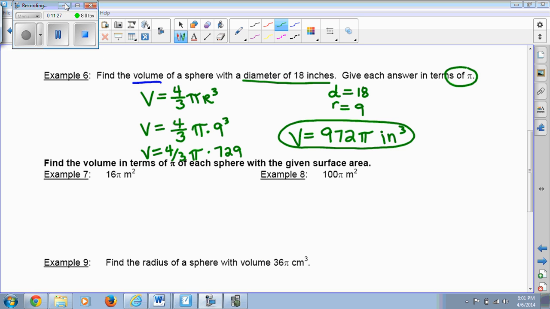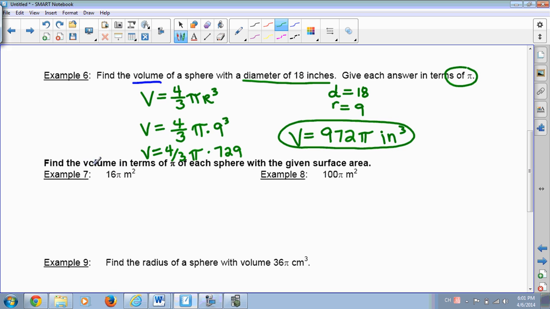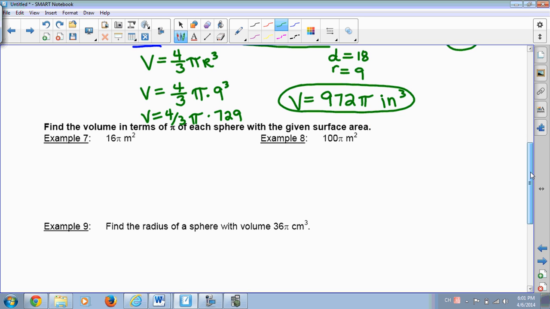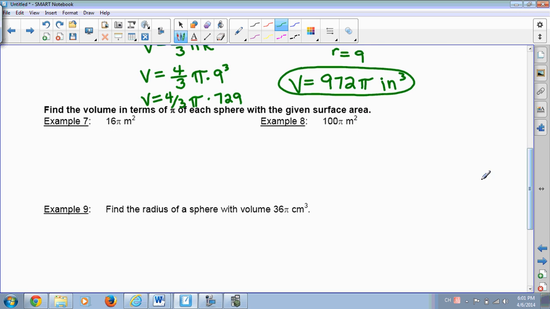Okay, let's look at example number 7. Find the volume in terms of pi of a sphere with the given surface area. This one's a little bit different because yes, we're finding the volume, kind of like number 6, but instead of giving us the diameter or the radius, it's giving us the surface area. So the first thing we have to do is work backwards using the surface area. So 16 pi right here is our surface area.